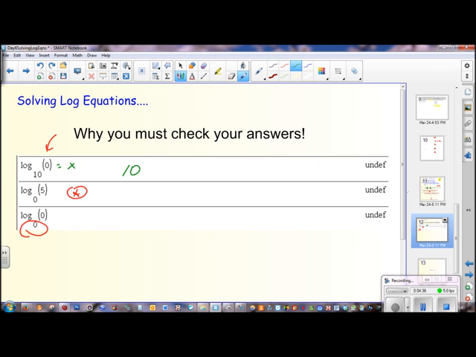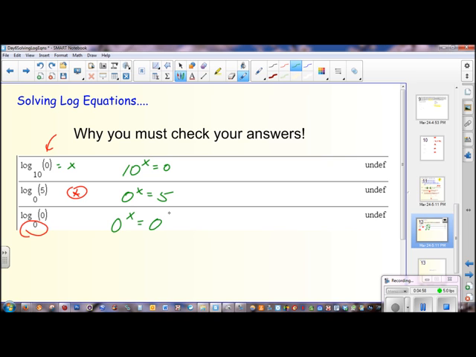This would say 10 to the x equals 0, and I would challenge you to come up with any value for x that's going to make this true. Likewise here, 0 to the x power is equal to 5. That would be interesting for you to try to turn that into some legitimate value for x.